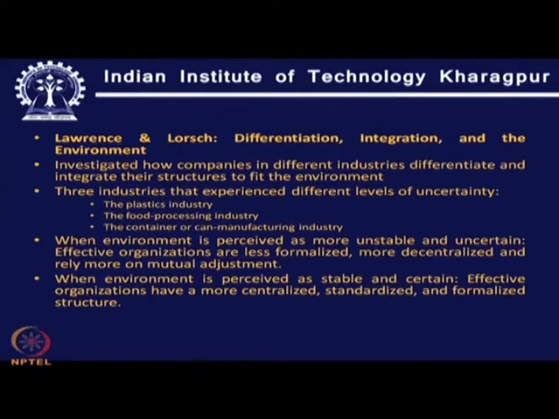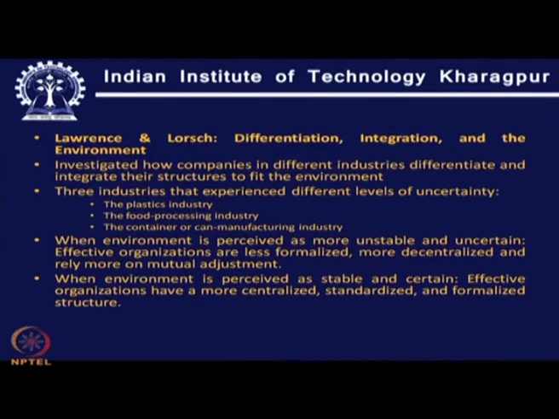Here we try to see Lawrence and Lorsch, who investigated how companies in different industries differentiate and integrate their structures to fit the environment. When we are talking of differentiation and integration, they may appear to be two oppositely acting things. Once we are trying to differentiate into small jobs, and then we are again trying to integrate it together. So, how to balance it based on the nature of the environment.